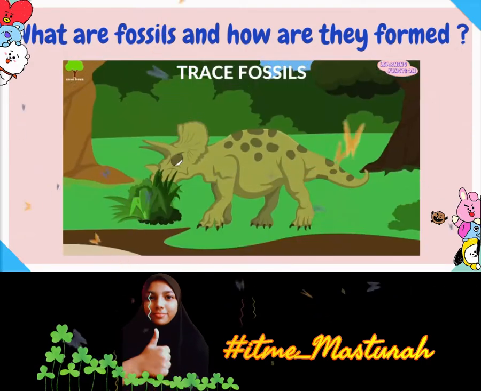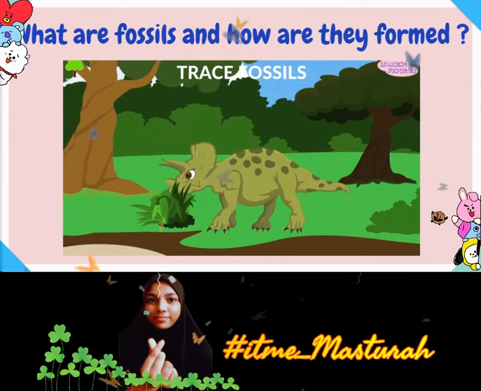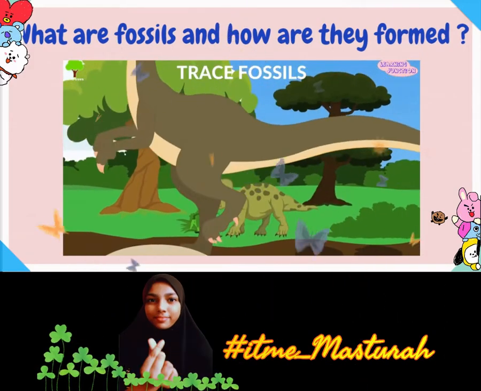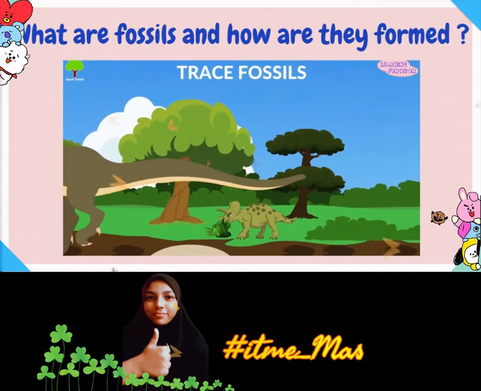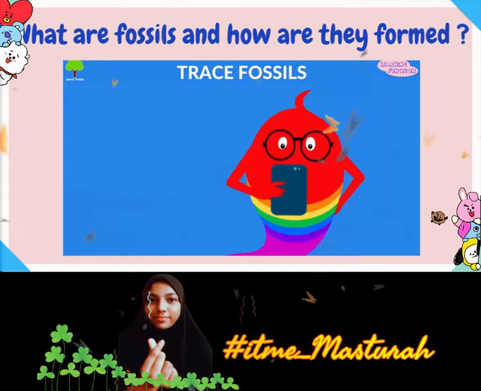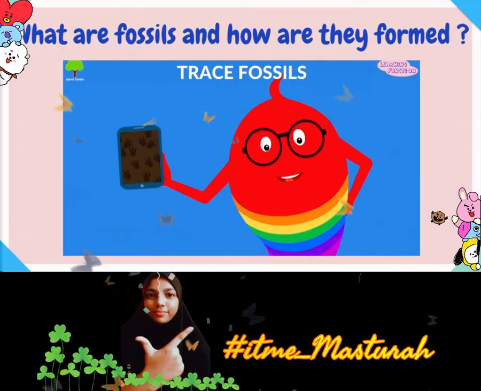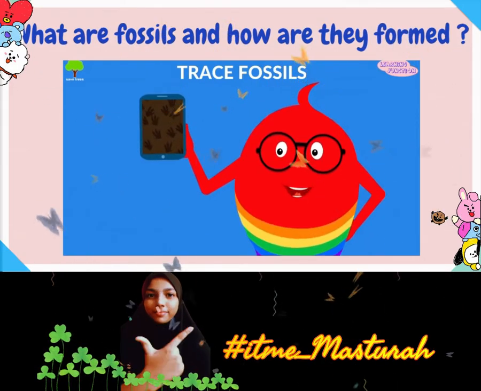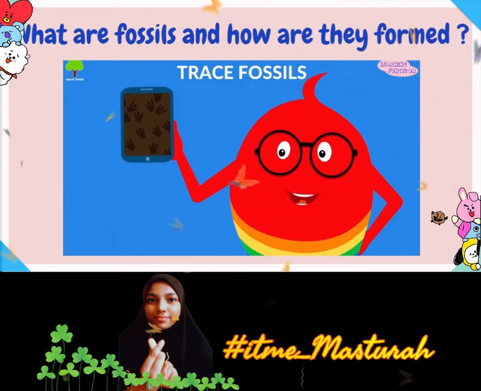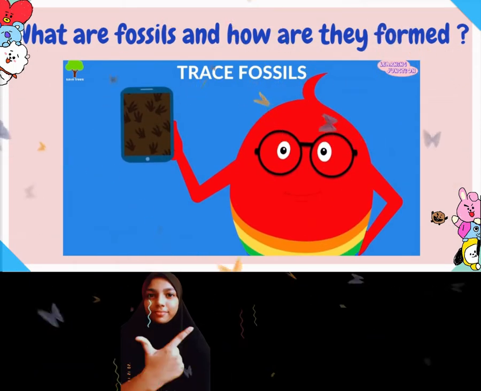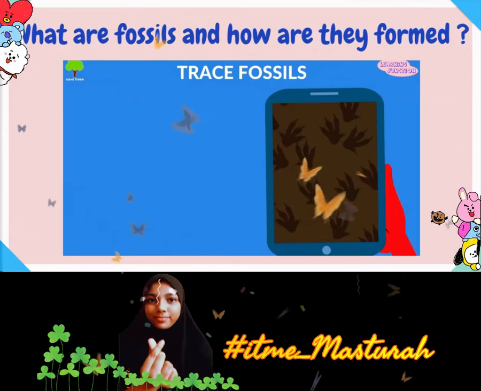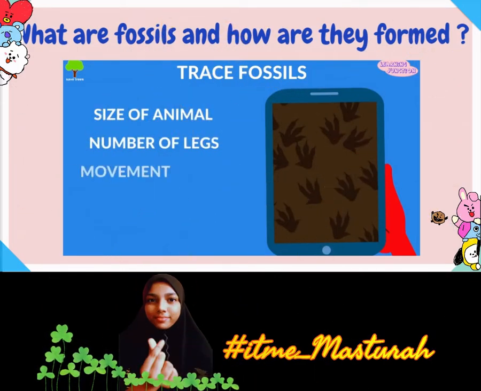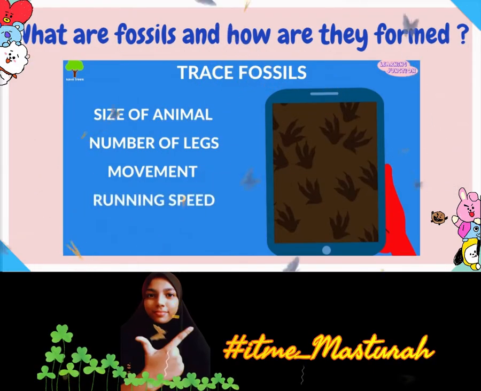Millions of years ago, when dinosaurs roamed the earth, they also made large footprints. Fossilized footprints are called trace fossils because they were made by the activity of the dinosaurs. Footprints can tell about the size of the animal, number of legs they had, how they moved, and how fast they could run.